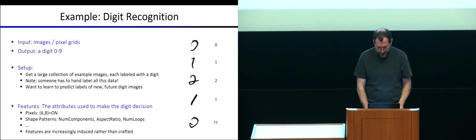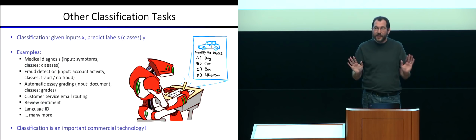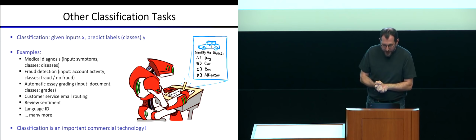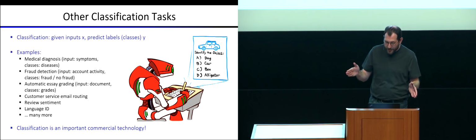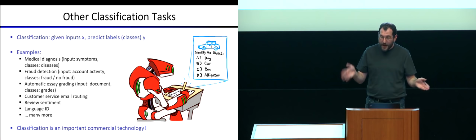All right, there's tons of classification tasks. It's probably the most widely used application of machine learning. There's also a lot of applications of other things like clustering. Classification, you're given inputs, you predict labels or classes Y. Inputs are called X, outputs are called Y, and there's tons of examples of this. Medical diagnosis could be classification. The input is the symptoms, the output is the diseases.